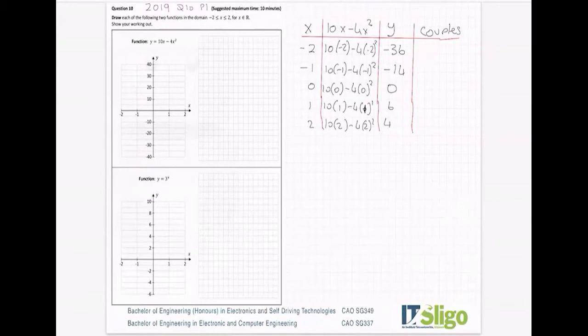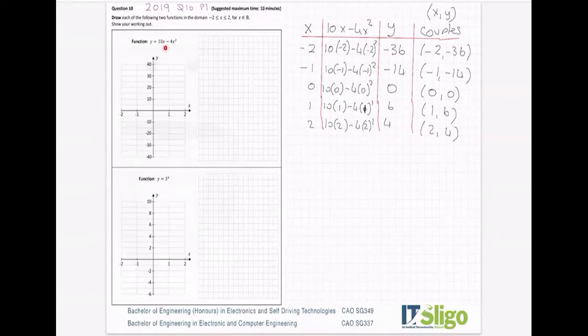Okay, so then our couples, remember a couple is always x comma y. So here's my x, here's my y. So my couple is minus 2 comma minus 36. Minus 1, minus 14. I'm doing all my x comma y's all the way down. 2 comma 4.